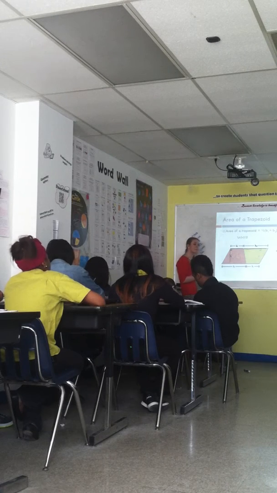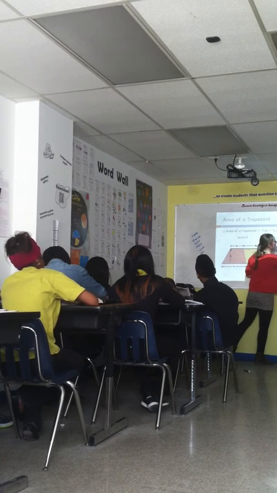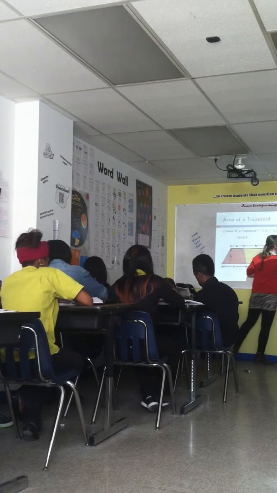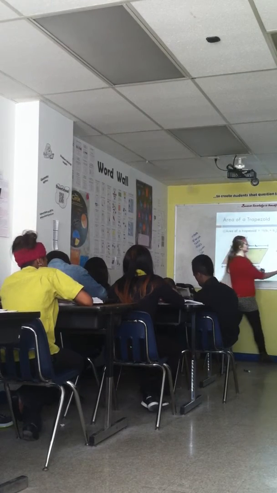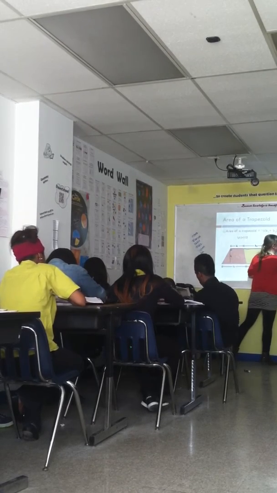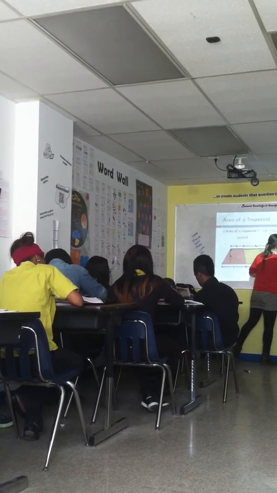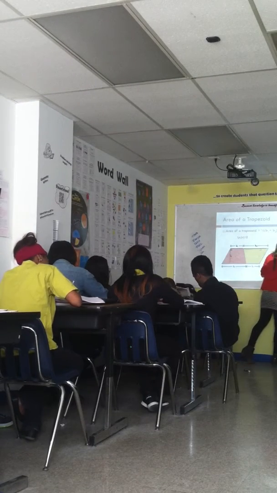So, remember that the bases are parallel to each other. If I write down this half of the two bases, make sure that what you're using are parallel to each other. The bases are 10 and 18. Those are the things that are parallel to each other. The legs are not. Half of 18 and 10 times the height. And remember that the height is perpendicular.